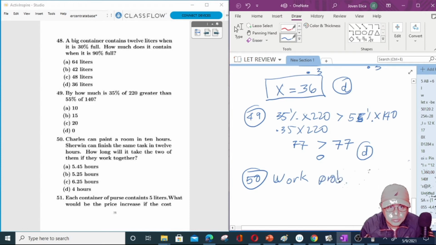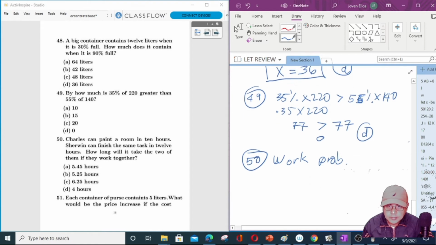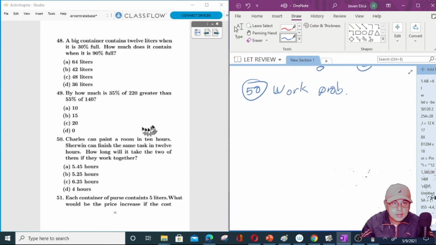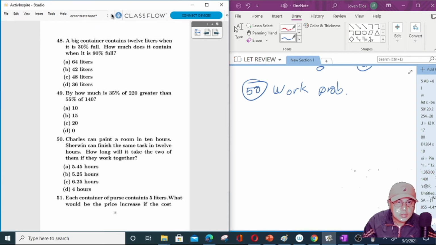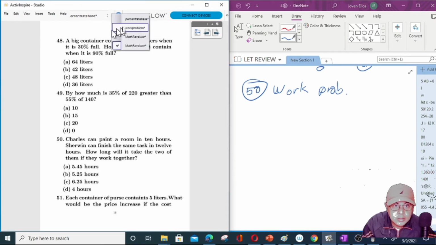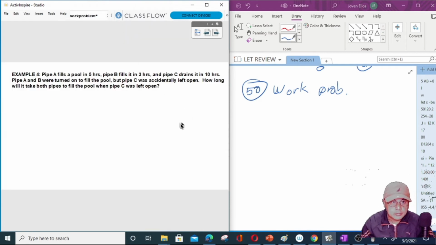Charles can paint a room in 10 hours. Sherwin can finish the same task in 12 hours. So this is very easy. But let us review the work. I want to review the work-related problem. This one, work problem.